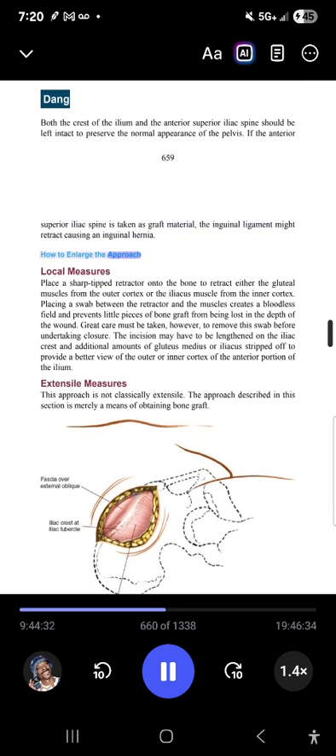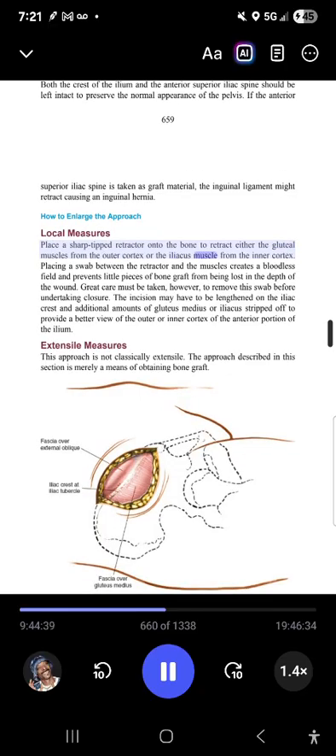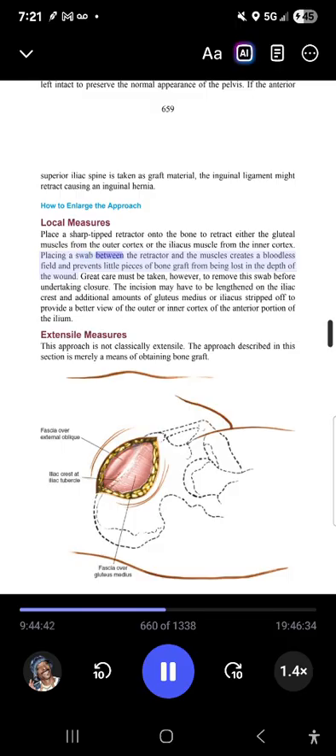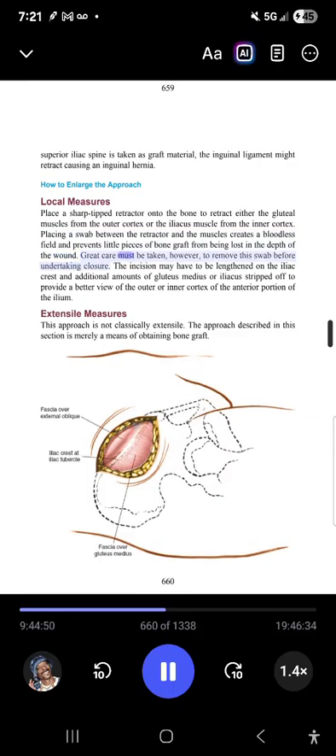How to enlarge the approach. Local measures. Place a sharp-tipped retractor onto the bone to retract either the gluteal muscles from the outer cortex or the iliacus muscle from the inner cortex. Placing a swab between the retractor and the muscles creates a bloodless field and prevents little pieces of bone graft from being lost in the depth of the wound. Great care must be taken, however, to remove this swab before undertaking closure.